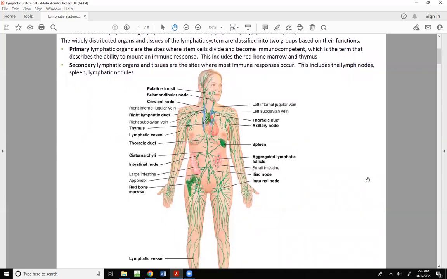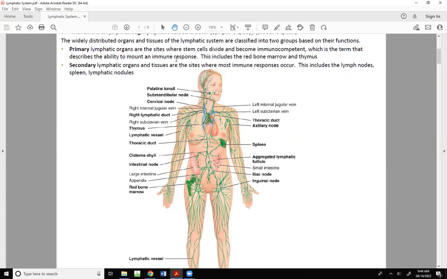Okay. Now, the widely distributed organs and tissues of our lymphatic system can be classified into 2 groups based on their functions. We have what we call the primaries and the secondaries. The primary lymphatic organs are the sites where stem cells divide and become immunocompetent, which is something I talk a lot about in physiology. It's just a term that describes the ability to mount an immune response. So in other words, it's where those lymphocytes essentially mature and get ready to go and fight their immune battles.